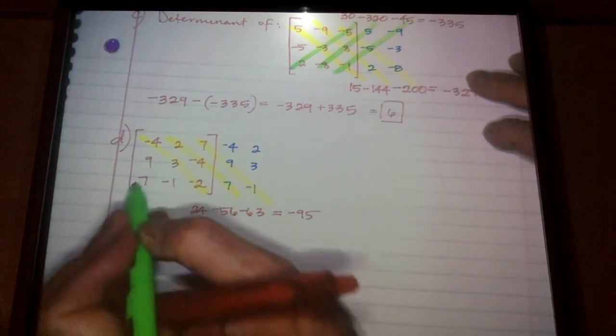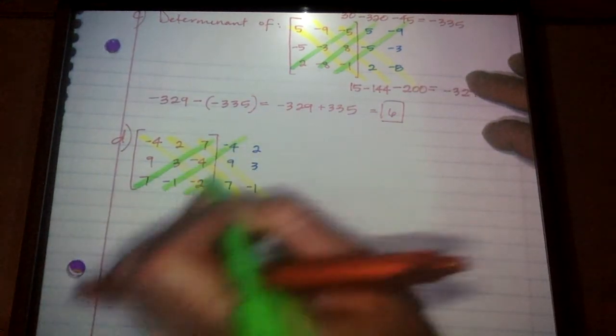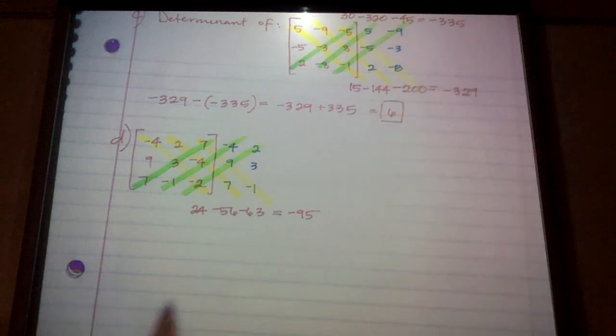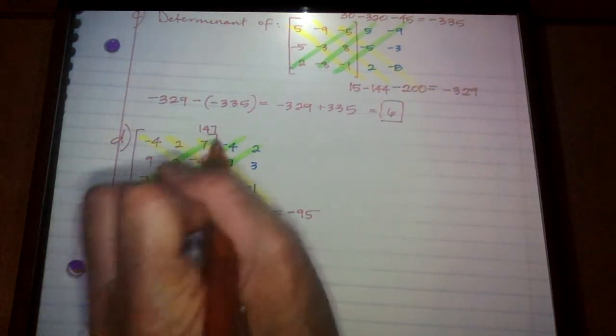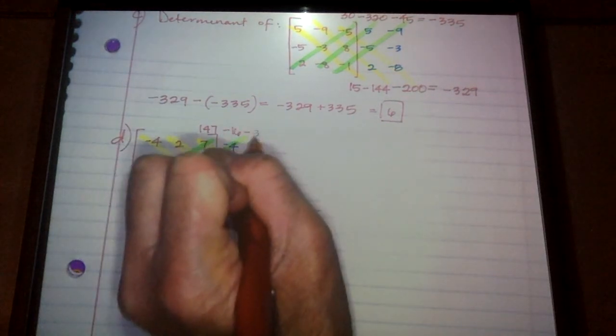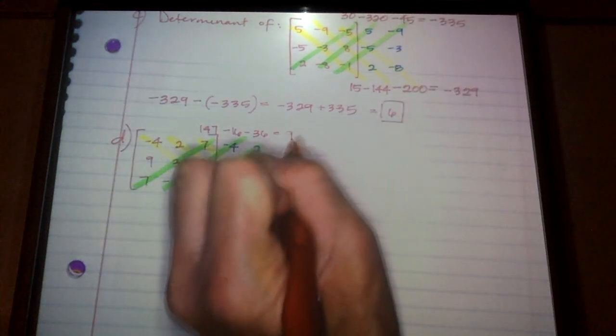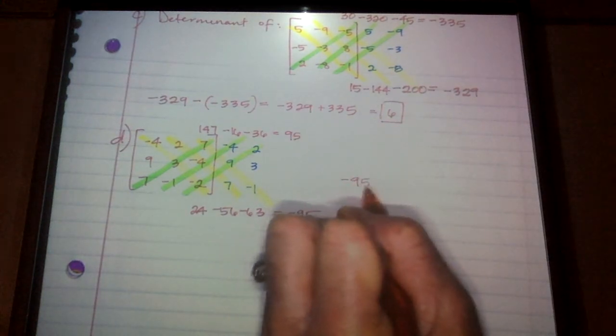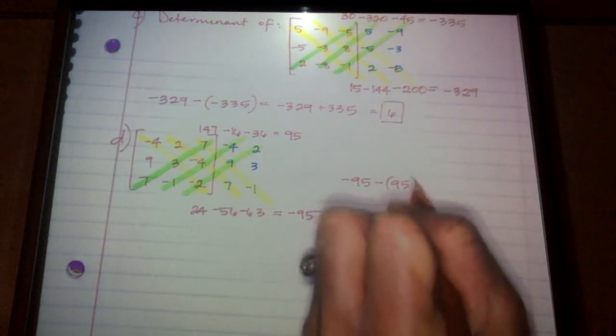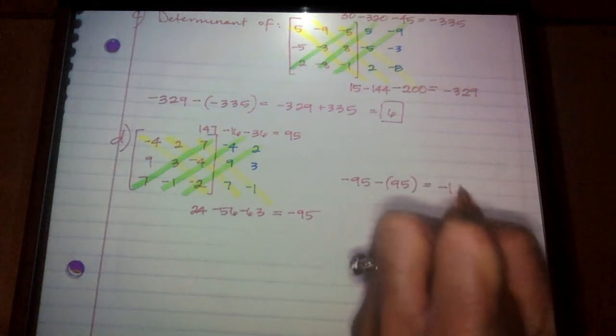The next set of diagonals, remember you can pause the video and check your work. I got 147 minus 16 minus 36, which gave me 95. I know those look the same, but remember it's the bottom minus the top, which equals negative 190.